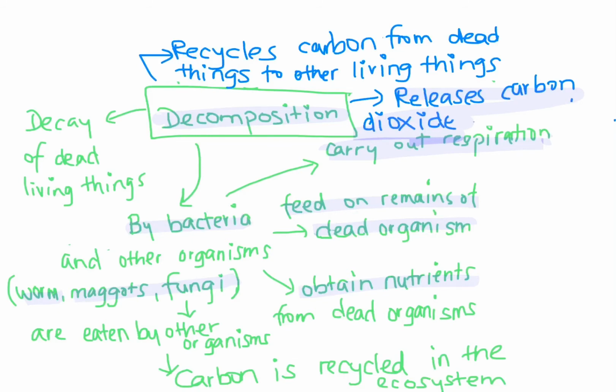And as they feed on that, all the carbon that was stored in that dead organism is going to be recycled in the ecosystem, which means that when other organisms eat the bacteria, the fungi, the maggots, or the worm, it is going to be eaten by something else. Let's say a bird eats the worm. So whatever nutrients were in the worm are going to go into the bird, and the nutrients in the worm might be those found in a dead cat. So nutrients from the dead cat go into the worm. The worm gives those nutrients to the bird when the bird feeds on the worm, right? So this is a way where carbon is recycled.